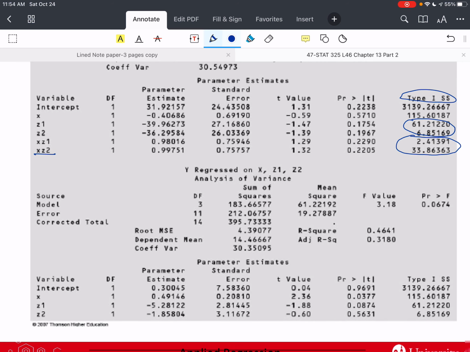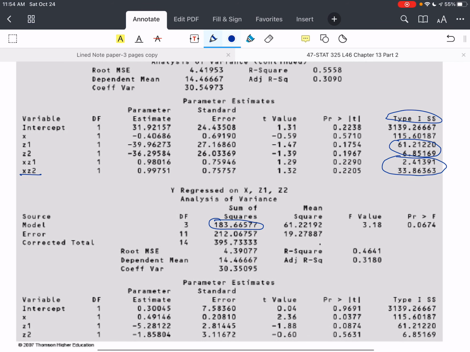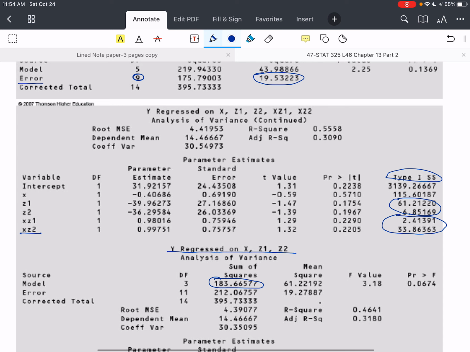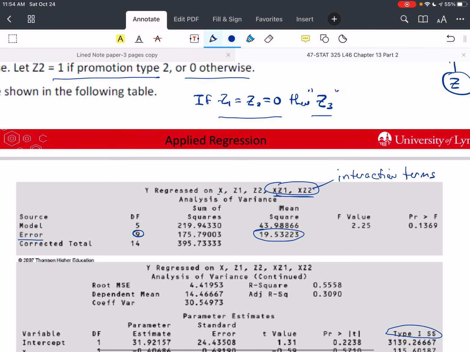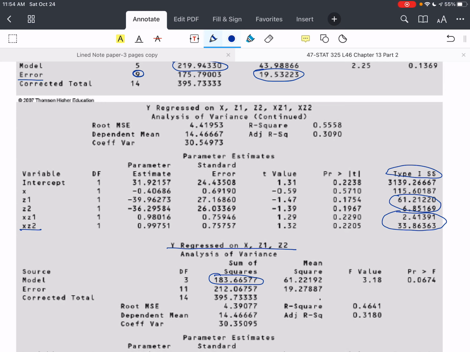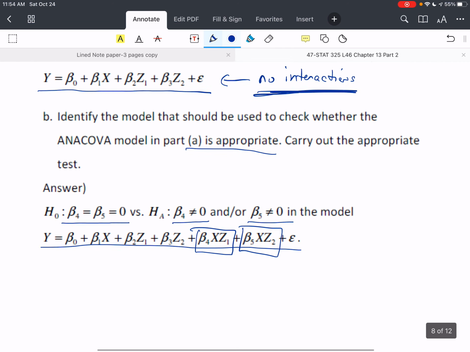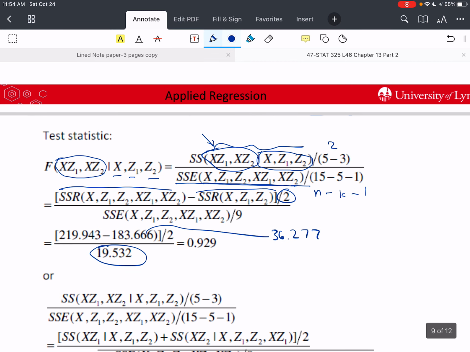Oh, and here it is down here. I didn't notice that we do have this one. So we could subtract, this is the second model, and this is the first model. And so we could take the 219.943 minus the 183.66577. Okay, so that's how we can get that value. Okay, and let's come back down here. Okay, and so don't forget to divide this by 2.